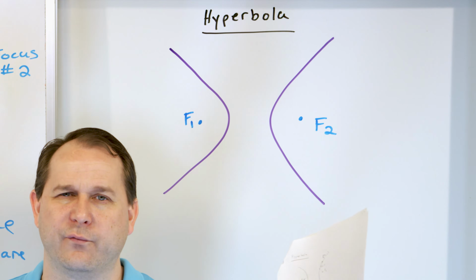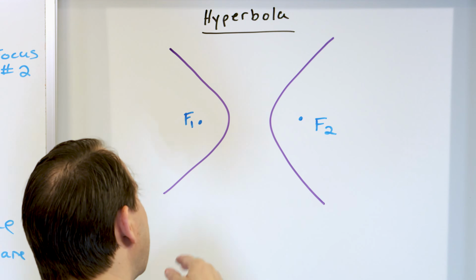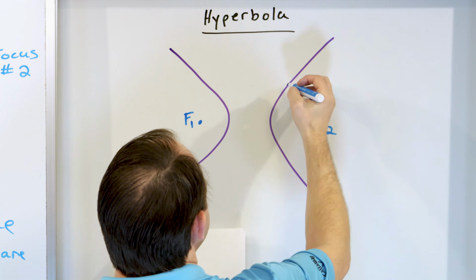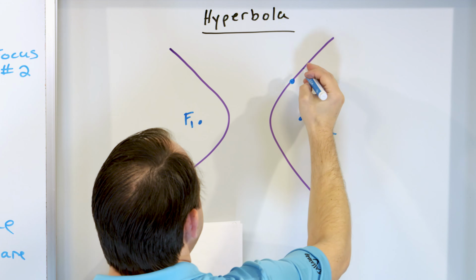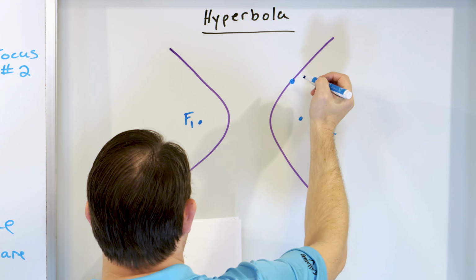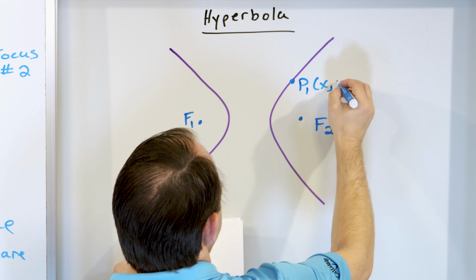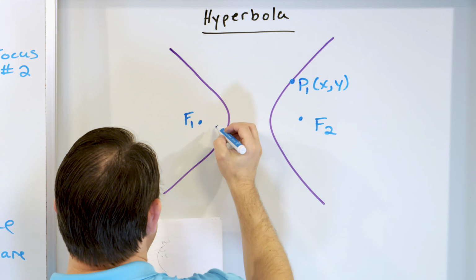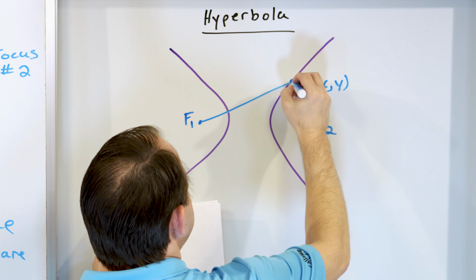If you want to think of it like a radius, we add them together and we get a constant. For hyperbolas, we need to do subtraction. That's why it's a little hard to visualize. So let's say there's some point here on this hyperbola. Let's call it P1, (x, y). What I'm saying here is that the distance between here and here, and then we have a distance here and here.